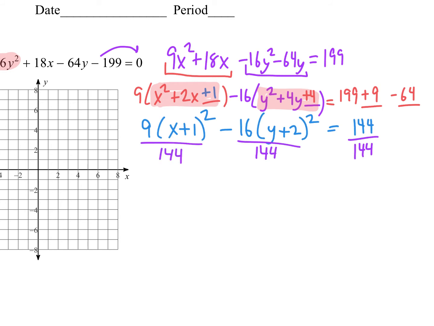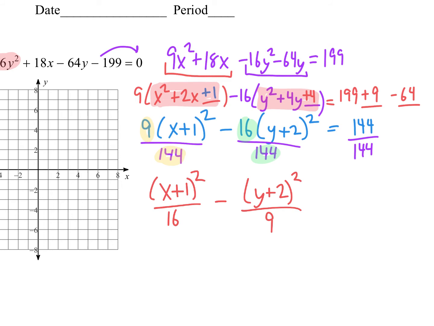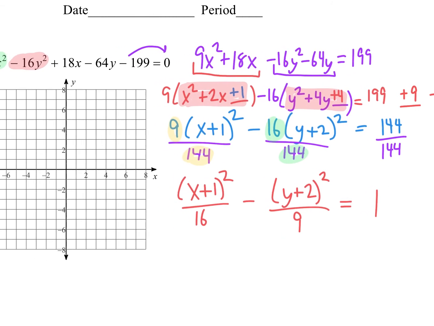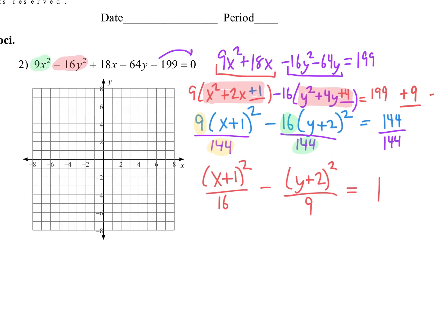Okay, and we're going to do some reducing. We're looking at 9 over 144, and then also 16 over 144. So those both are reducible. The 9 over 144 should become 1 over 16, and the 16 over 144 should become 1 over 9. And this side, of course, is 1. All right, so we got it in the right form. Let's see if we can go ahead and graph and find the foci and all that good stuff.